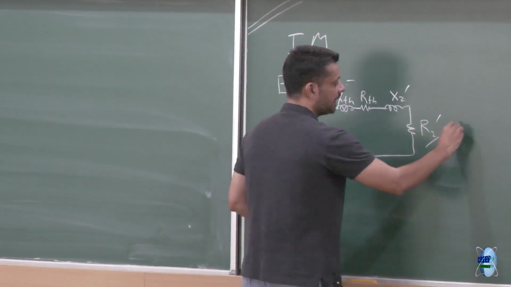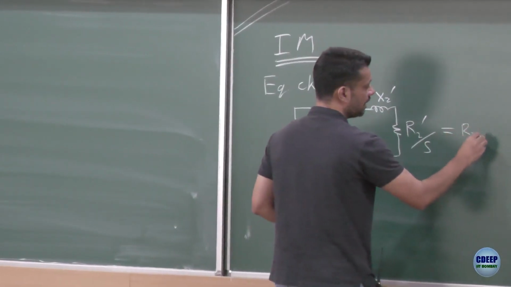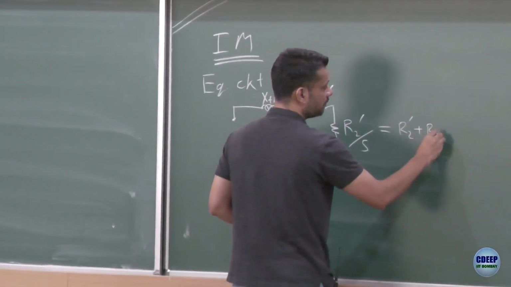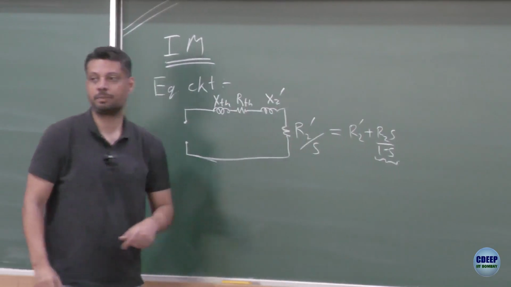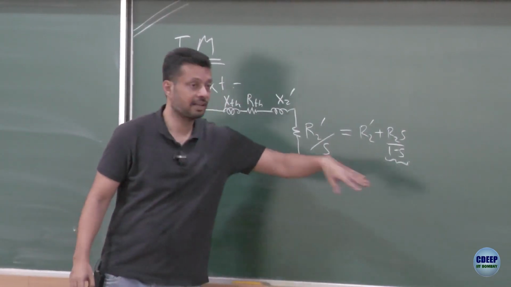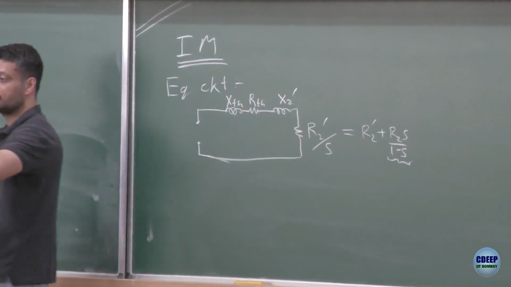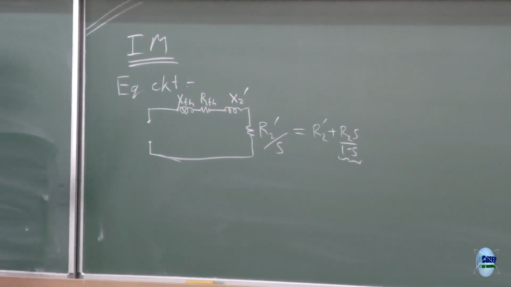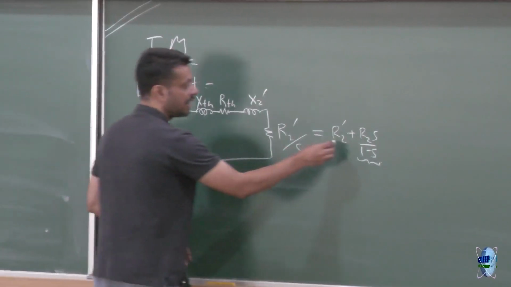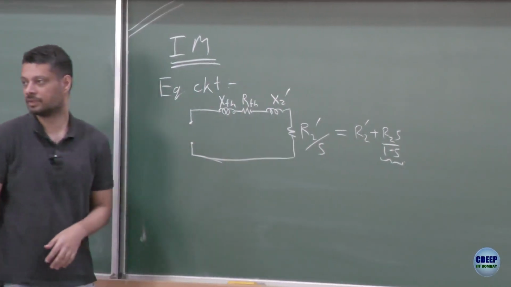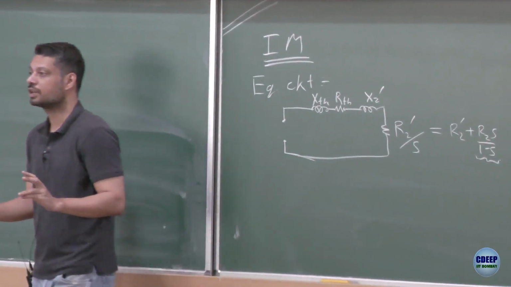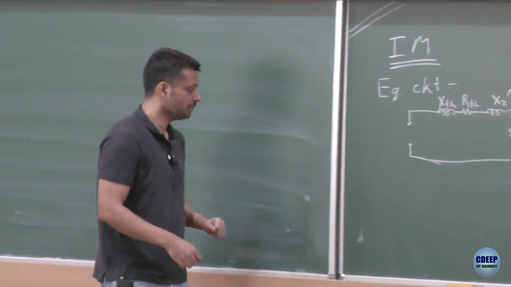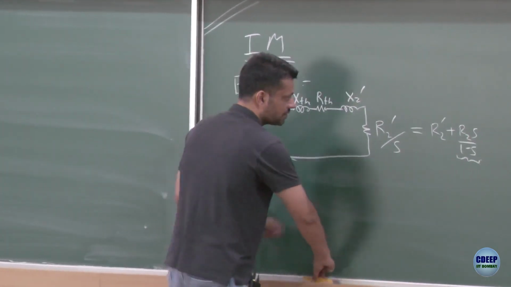This R2 prime by S term you can represent as R2 prime plus R2 prime into (1 minus S) upon S. This is the part which represents, whatever losses are happening here are actually not losses, it is energy getting converted from electrical to mechanical, and whatever losses are happening here is actually the loss. So far everything is okay, any doubt? Let me just erase this.